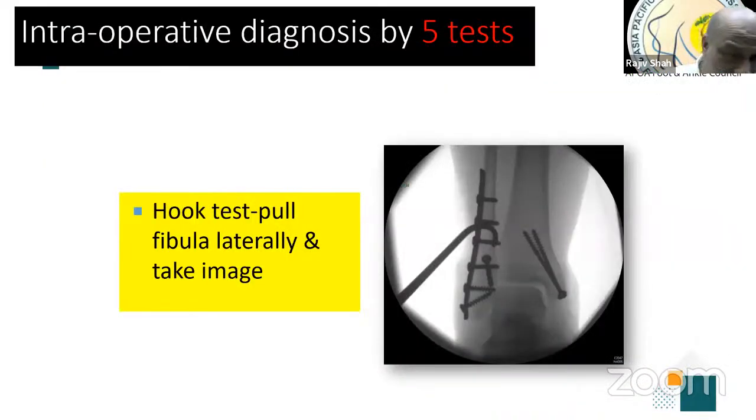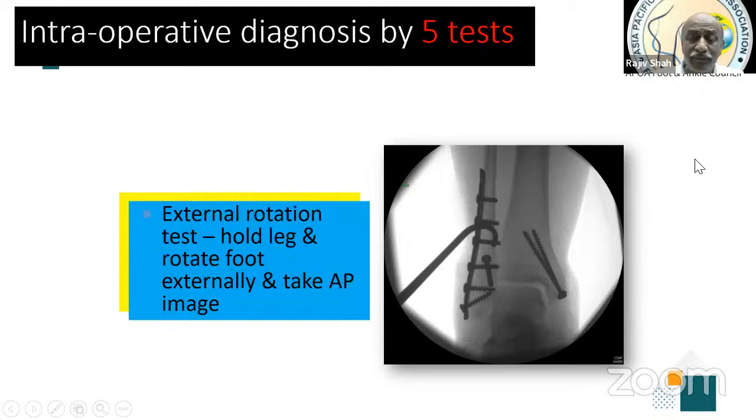Now, this was the preoperative clinical diagnosis of syndesmosis. But more than that, for us, we are concerned with intraoperative diagnosis of syndesmosis. So you can put in a hook on the medial aspect of the fibula after you fix the fibula and pull the fibula laterally and take the image and see whether there is dilatation or opening of clear space or not.